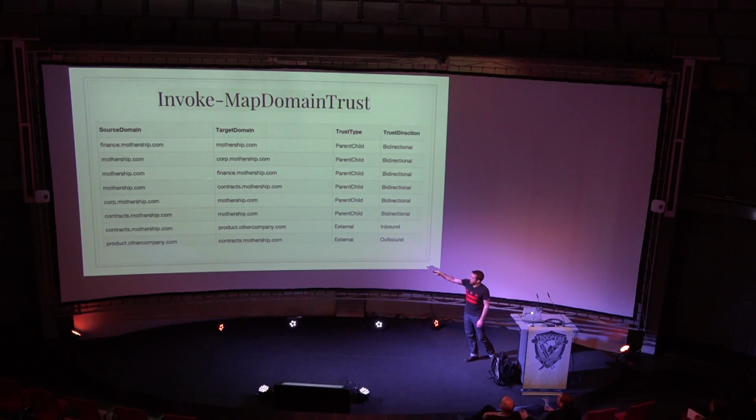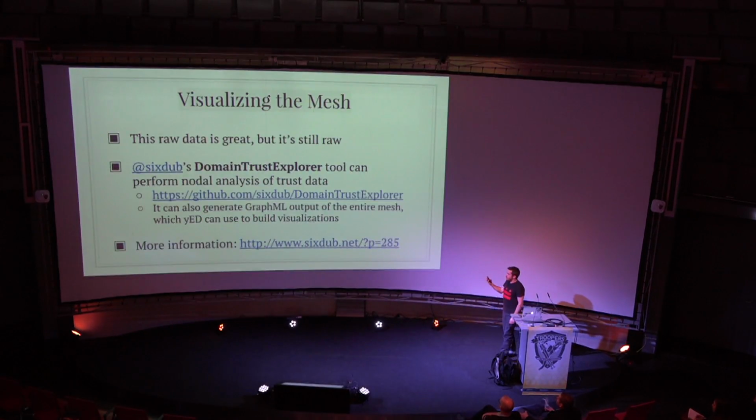You see, okay, here are the source domains, target domains. Is it a parent-child trust, an external trust, crosslink, all that kind of stuff. And it'll give you the direction: one-way, two-way, inbound, outbound. So, okay, this is cool and can be useful. We did this and were mapping stuff out by hand. But this data is still very, very raw.